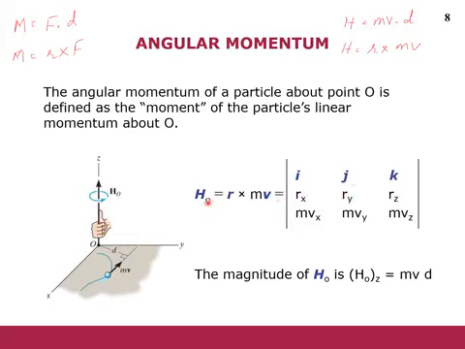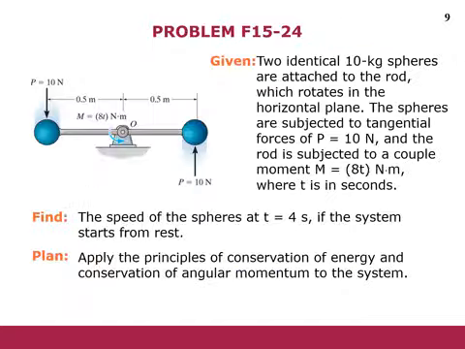Now let's go through some problems and see how we can apply the concept of angular momentum to solve them. Now let's solve problem F15-24, in which we have two identical spheres having a mass of 20 kg, and these spheres are rotating about the point O, right? On them a force of 10 Newton is applied, and also a couple moment of 80 Newton meter. We have to find the speed of the spheres after 4 seconds.